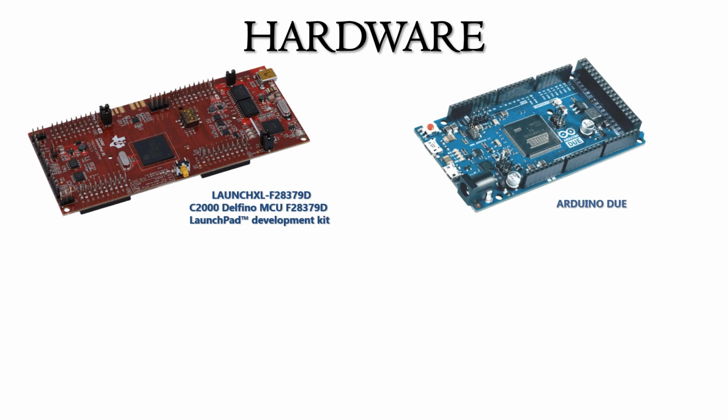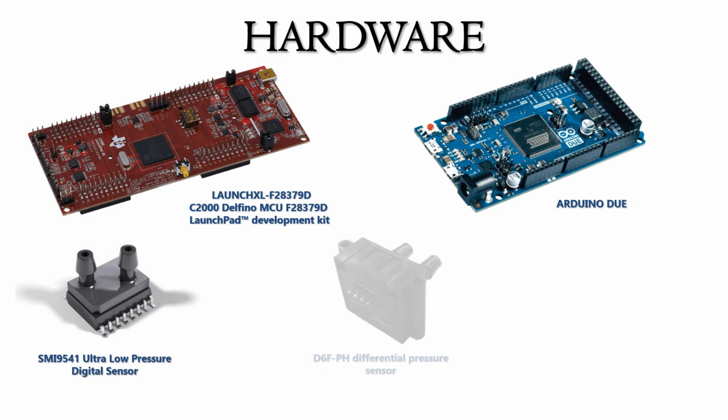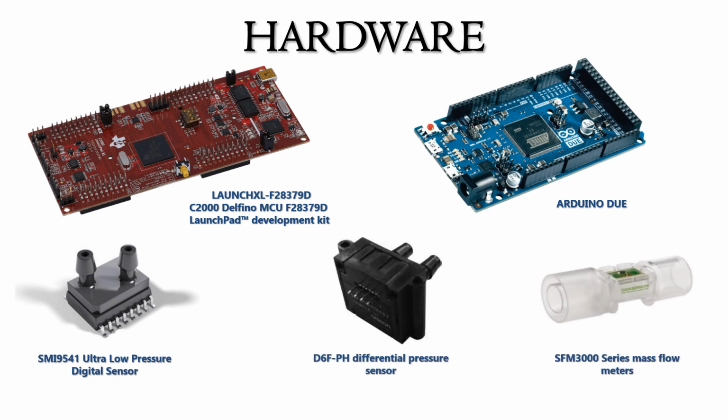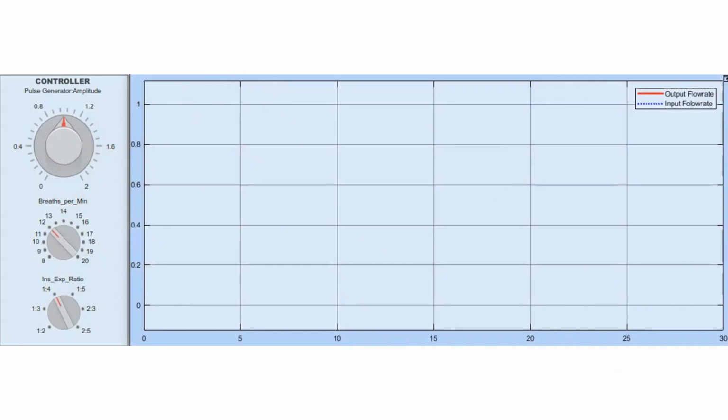The second part of the project basically covers the hardware implementation of the designed controller model with the aid of digital sensors and microcontrollers. These are the hardware used for the implementation. This demonstration shows how the output flow rate of the controlled valve varies with the input.